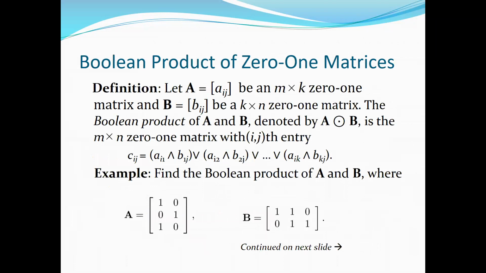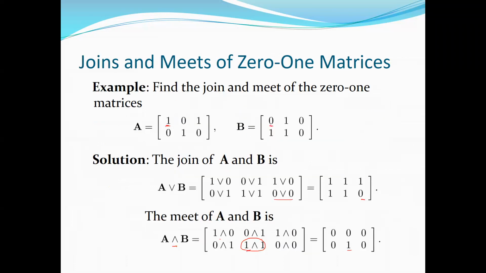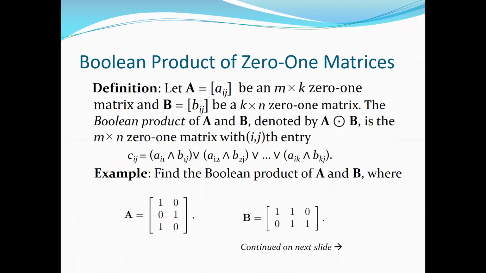Now, the Boolean product. In other words, I said that this is the plus operation and this is the multiplication operation, but that is just for remembering. What about the multiplication or the product of 0 1 matrices? If we want to multiply two 0 1 matrices, so let A equal to Aij be an m cross k 0 1 matrix, and B equal to Bij be a k cross n matrix.